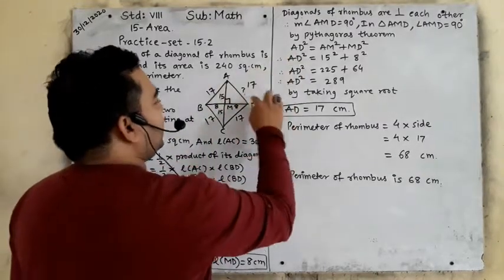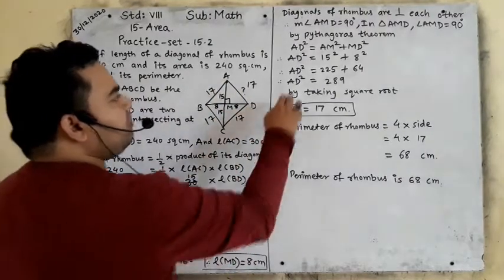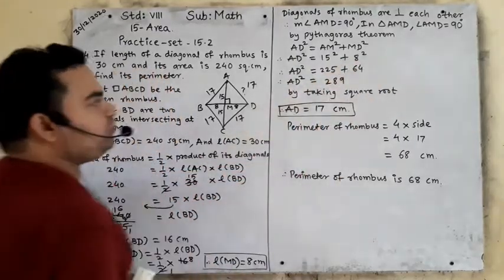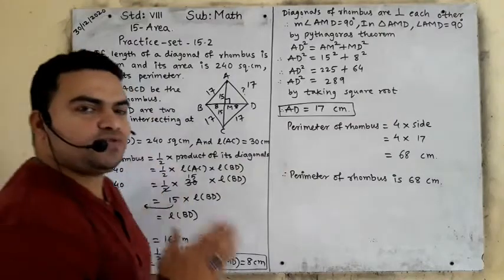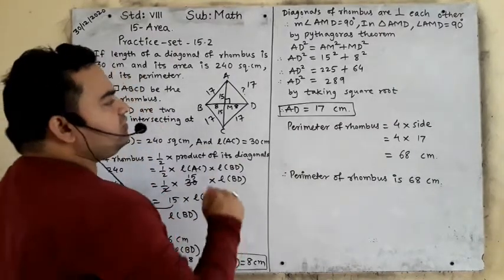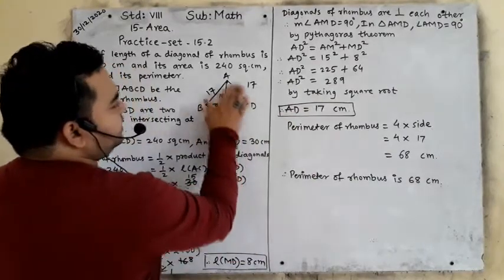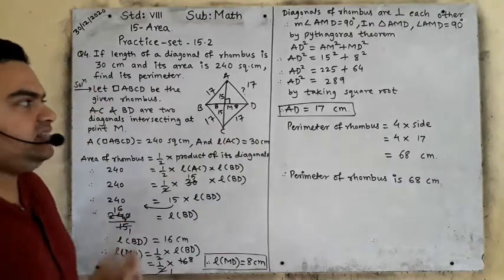So AD square is equal to AM square plus MD square. AD we have to find, so AD square is 15 square, 225, plus 8 square, 64. The answer will come 289, and 289 is the square of 17. Taking the square root, AD is equal to 17 centimeter.